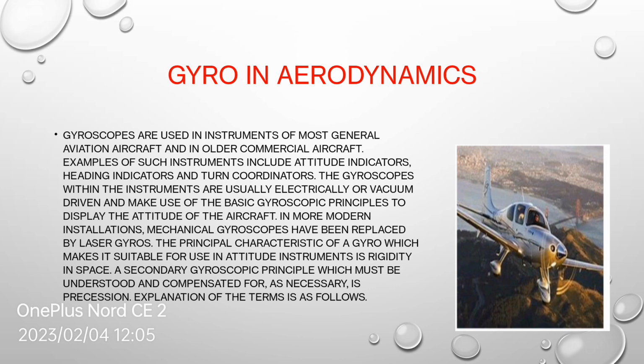The principal characteristic of a gyro which makes it suitable for use in attitude instruments is rigidity in space. A secondary gyroscope principle which must be understood and considered is precession. Explanation of the terms is as follows.